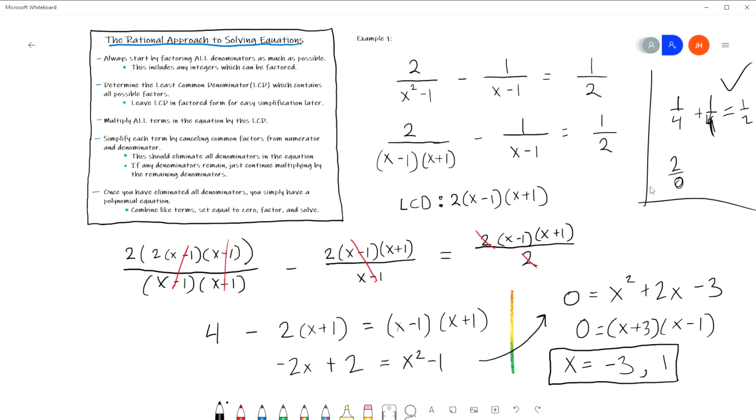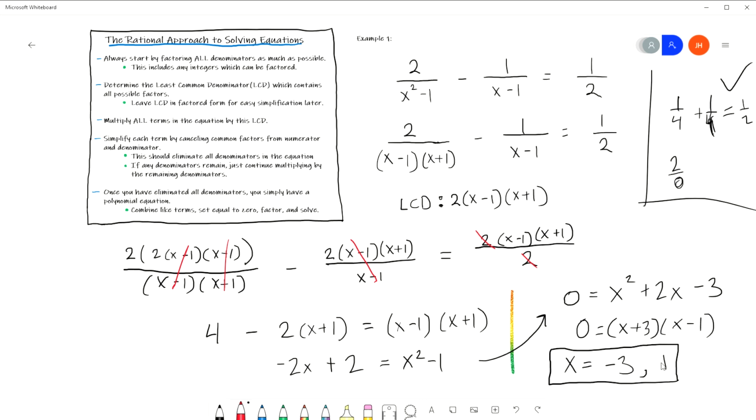Now, that's a bit complicated. It has to do with the fact that we took these denominators and multiplied by them. Essentially, what happens is sometimes by multiplying all of your terms, you can end up creating what we call extraneous solutions.